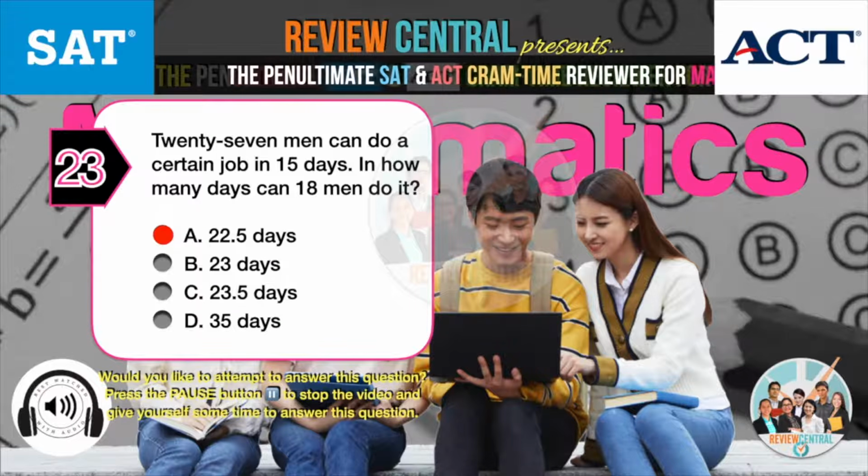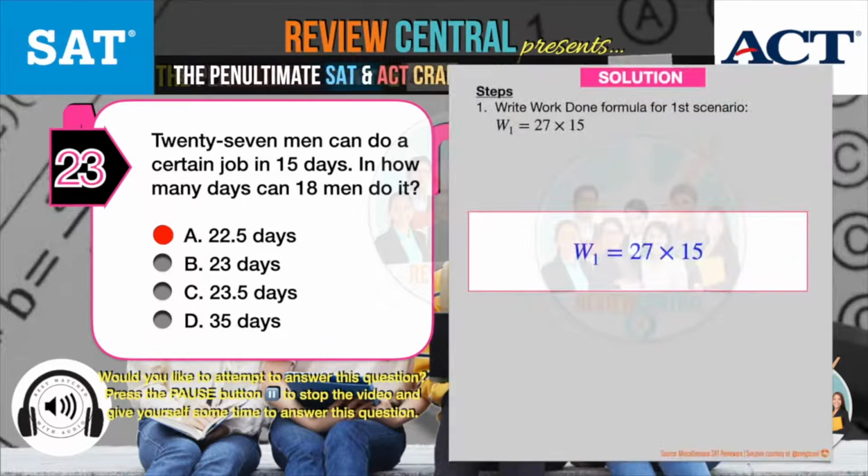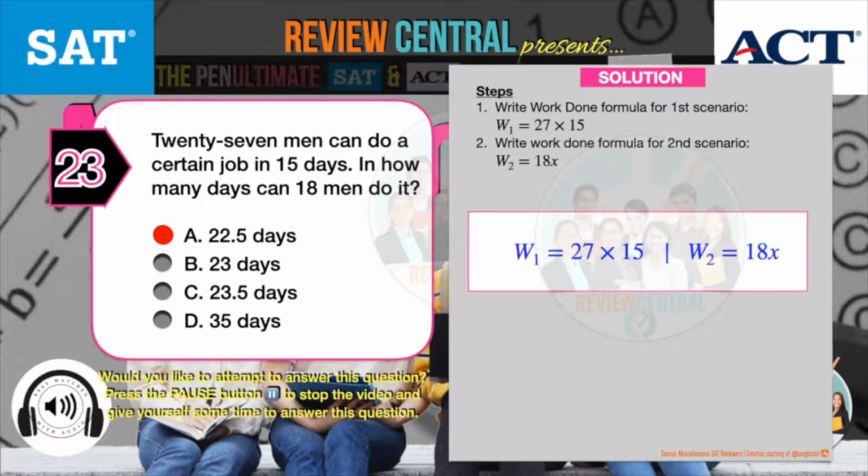22.5 days. To compute for the work done, we simply multiply the time worked by the number of men who worked to complete the job. Therefore, for our first scenario, the work done, W1, is equal to 27 times 15. We use the same formula to compute for the work done, W2, for the second scenario. There are 18 workers to do the job, but we don't know how many days they require to finish the job. Let X be the number of days for the 18 men to complete the job.